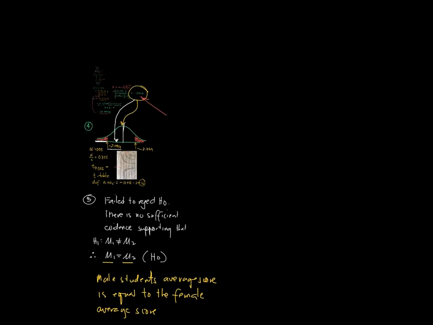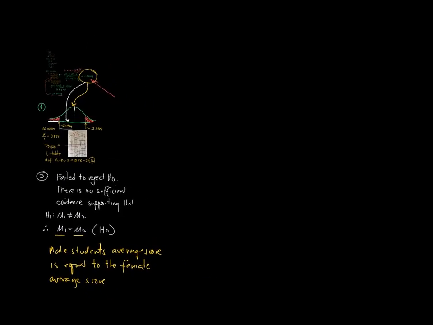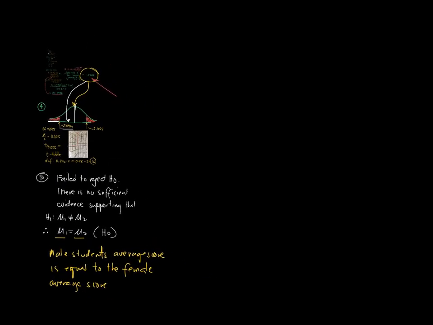Okay, so I hope I was able to make you understand how to perform hypothesis testing when the variances are unknown, the samples are independent, you're working with two populations, and the variances are assumed to be equal. Okay, that's it.